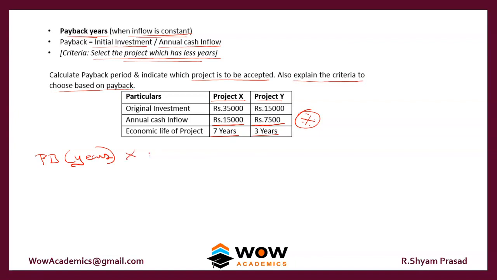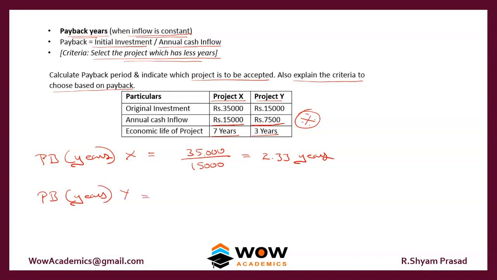Okay. So the formula works like this. 35,000 is the initial investment divided by the annual cash flow. You will get the answer. So the answer comes to 2.33 years.